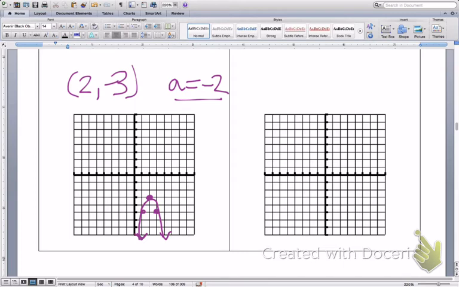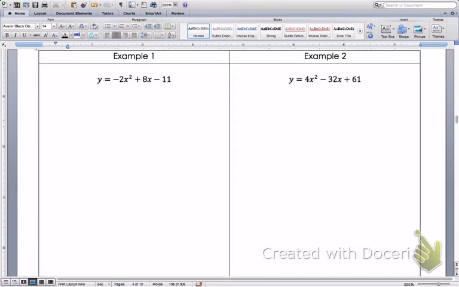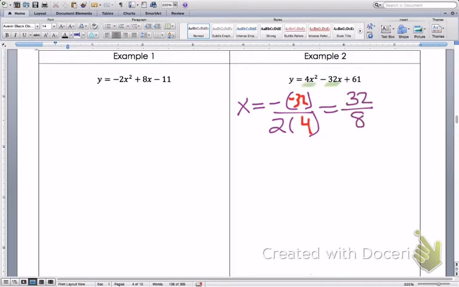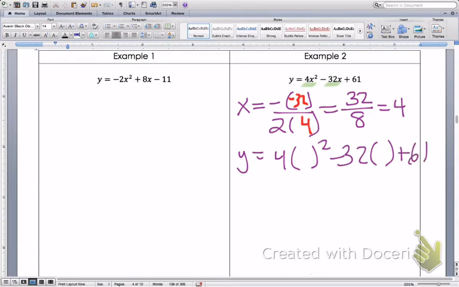Let's go ahead and do number 2. So as before, we start with x equals negative b all over 2a, our formula for the vertex. Plug in a negative 32, plug in a 4 for our b value and our a value. Simplify, positive 32 over positive 8. That gives us 4 for x. For y, plug it back into the equation, 4x squared minus 32x plus 61. I'm going to substitute the 4 for both x's.